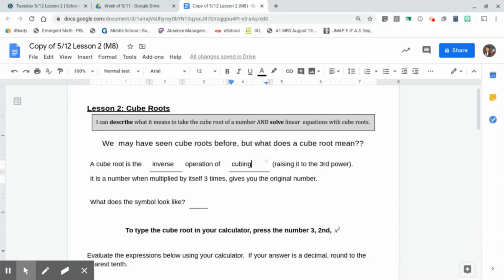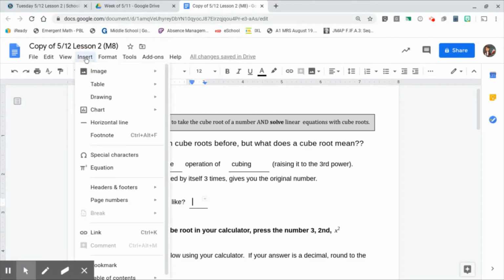So 5 times 5 times 5 is 125. That means that 5 cubed is 125. So if we're finding the cube root of 125, that means we would get 5. Our symbol is very similar to the square root symbol.